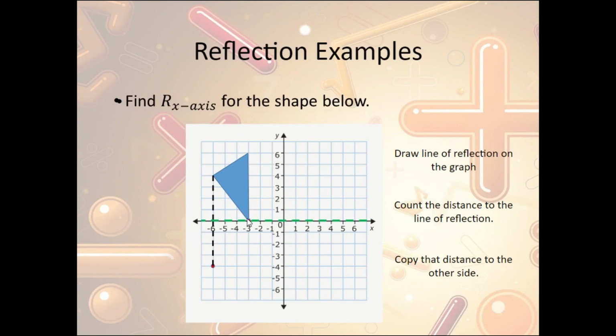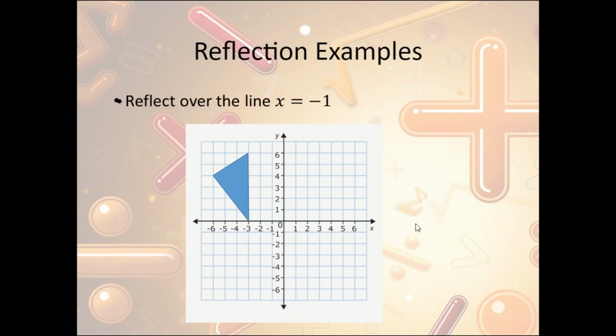Then we look at this one. This one is 0 away. So it's going to be 0 away on the other side. So we just leave the point there. Then this one is 1, 2, 3, 4, 5, 6 away. So we go 1, 2, 3, 4, 5, 6 away on this side and draw in our triangle.